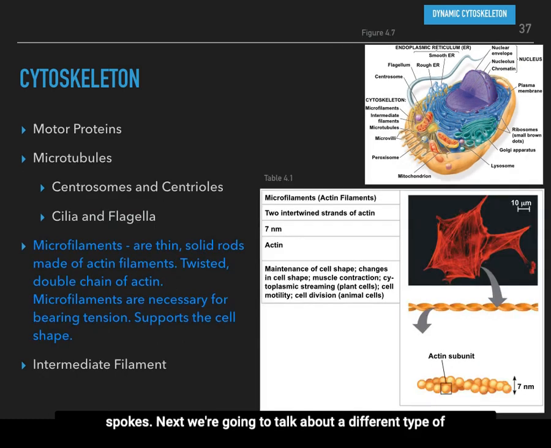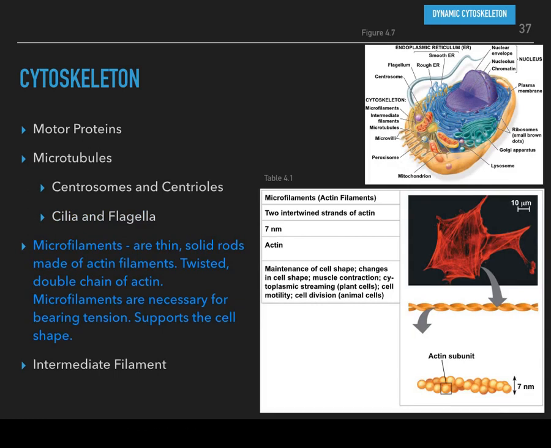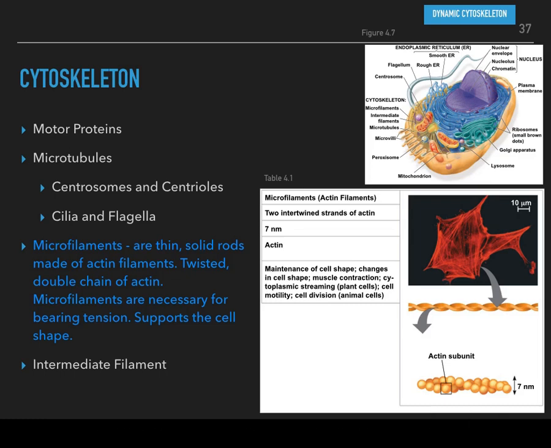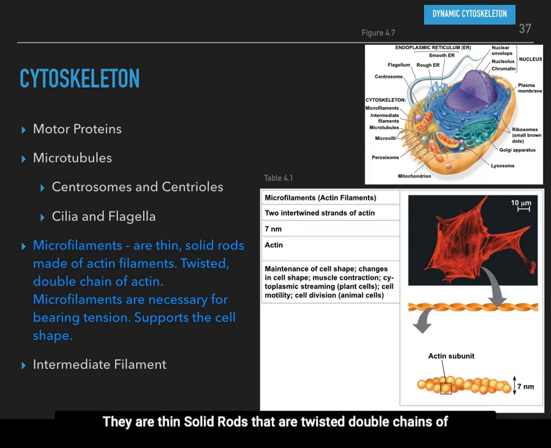Next, we're going to talk about a different type of structural protein, the microfilaments. These are different from microtubules because they are rods, not tubes. They are thin, solid rods that are twisted double chains of the protein actin. Microfilaments are necessary for supporting the shape of the cell by bearing tension. In the image on the bottom right, a cell is stained for actin, and there is a drawing of the twisted double chain of actin.